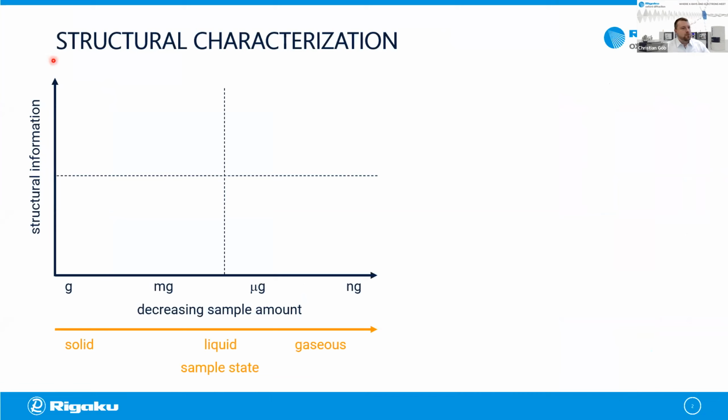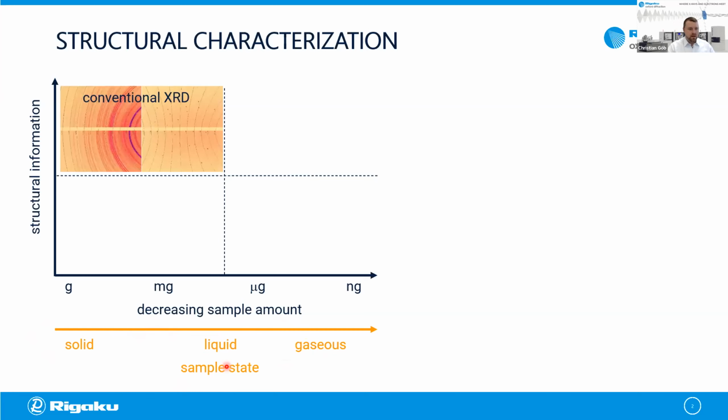Generally, when you have a new chemical structure that you want to analyze, you have different methods that you can employ, right? On this graph, we have plotted structural information versus a decreasing amount of sample that you have for your analysis. And also on the secondary axis, we have the state of the sample. It can either be a solid, a liquid, or a gaseous material. If you have a lot of sample and it's a solid, of course, you are in a very comfortable state because you can do conventional X-ray diffraction.